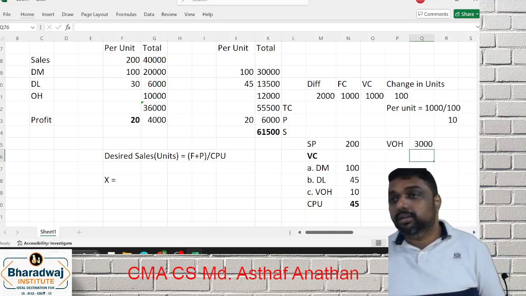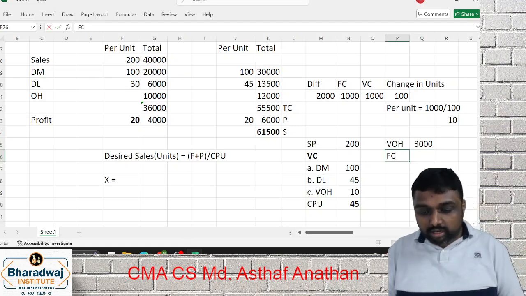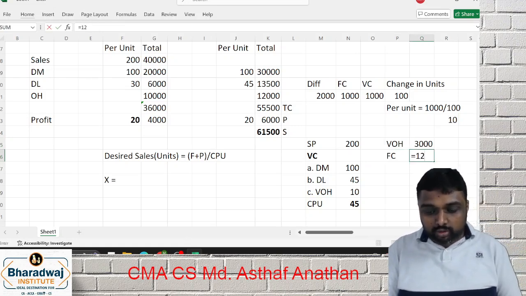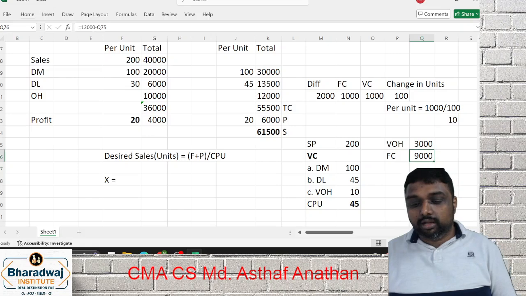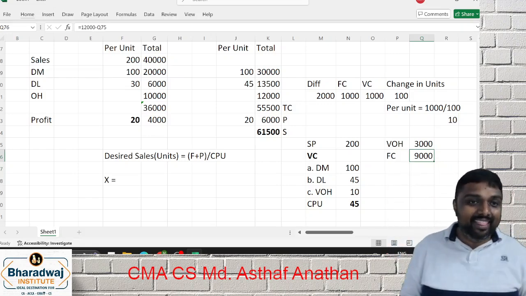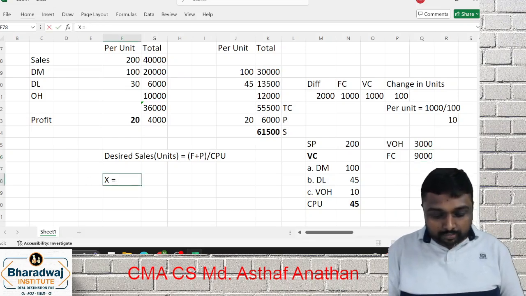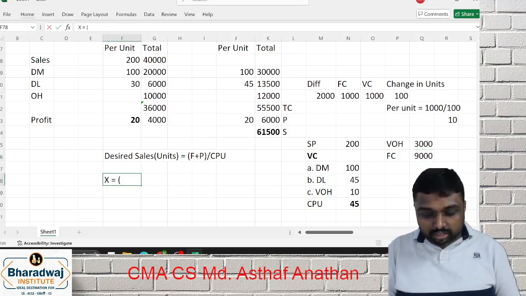It is 3000. 10 into 300, it is what? 3000. So your fixed cost will be what? Total is 12,000. If you minus 3000, your fixed will be what? 9,000. Do you agree? So your fixed cost is what?